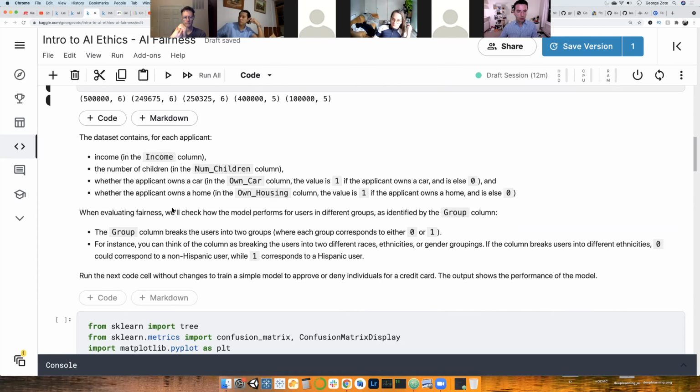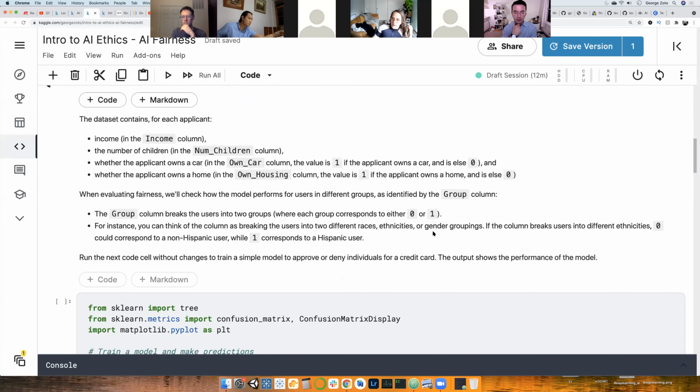And when we evaluate fairness, we'll check the different fairness criteria across these two different groups. So the group column breaks into two groups, 0 and 1. And again, this could be anything. This is very generic for our example. 1 could be, for example, different races, ethnicities, or gender groups. And in which case, for example, 0 could be non-Hispanic user, 1 could be Hispanic user.